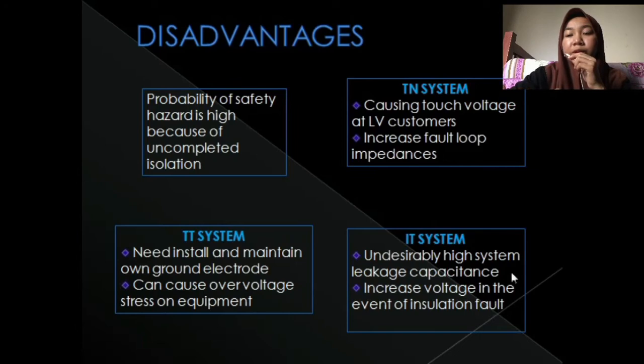Last, for the IT system, it should not be too large, because when it becomes complex, it will have an undesirably high system leakage capacitance. Then it could increase the voltage in the event of an insulation fault. This happens because in an IT system with an insulation fault on one conductor, the line to line voltage on the other conductor increases in relation to the earth potential.